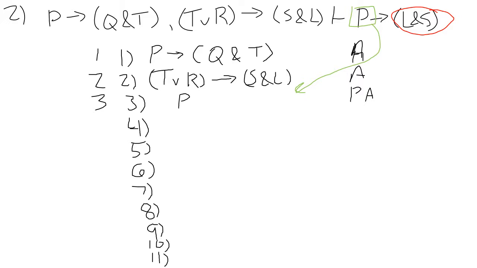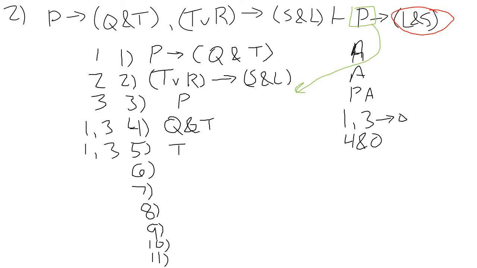So what I can do with P is I can toss it into the conditional statement in 1. So I get Q and T, from 1 and 3, arrow out. Now I can get my other conditional statement out if I get the T out from this first. So from 4, ampersand out, 1 and 3.